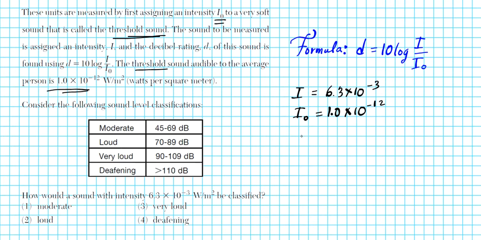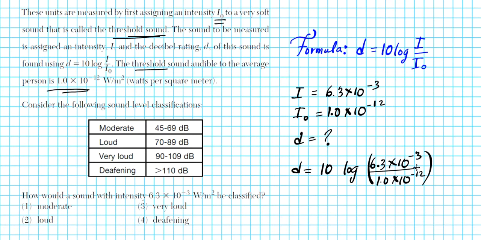Now what is D? That's what we're looking for. That's the decibel value that will help us classify this particular sound intensity, 6.3 times 10 to the negative 3. So to find D, we'll just input these values into our formula. D equals 10 log of 6.3 times 10 to the negative 3 divided by 1.0 times 10 to the negative 12. So let's have our calculator do the work here.